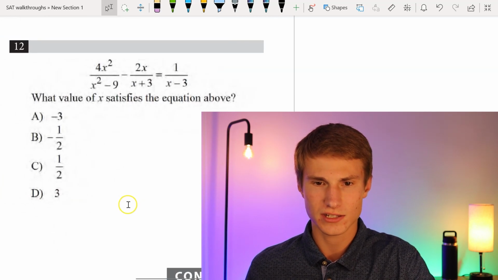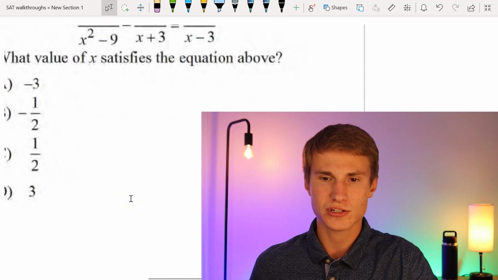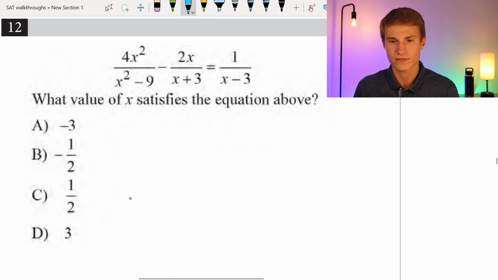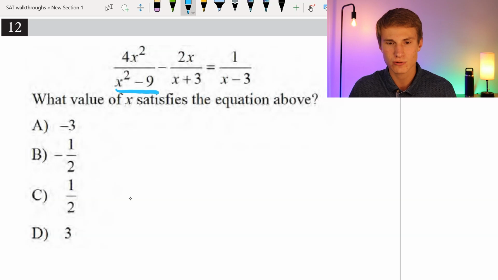What value of x satisfies the equation above? All right, in this case, what we need to make sure that we're doing is getting a common denominator. If we're going to add or subtract any sort of fraction, we need to have a common denominator. So we've got x squared minus 9.